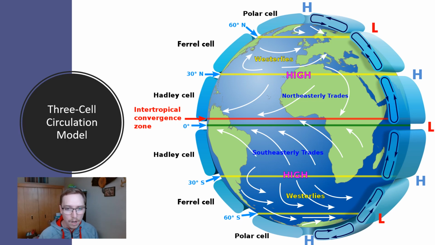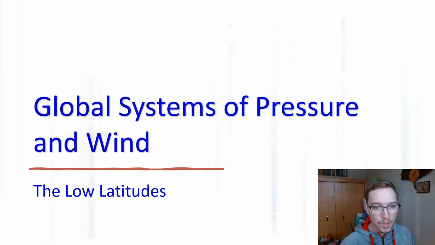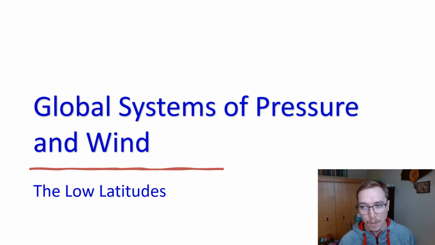We see the equator at 0. We see the intertropical convergence zone right here. We see these Hadley cells that are setting up between 0 and 30 north and south, the Ferrel cells between 30 and 60 north and south, and the polar cells between 60 and 90 north and south. What this leads to is predominant high and low pressure systems across the planet. So let's start off with the low latitudes.